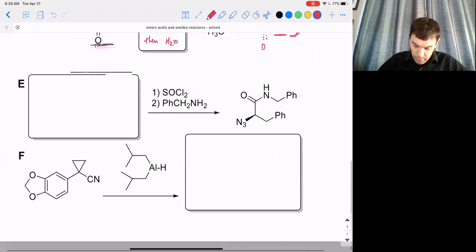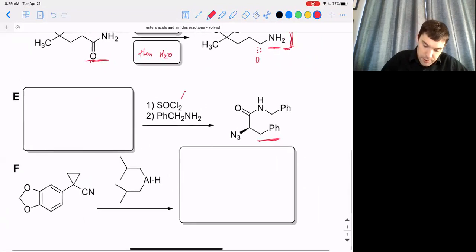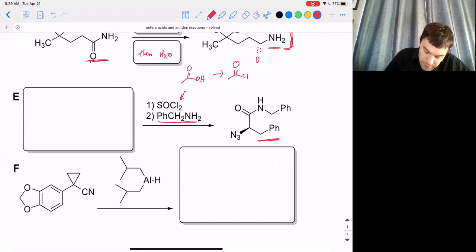All right, two more here on the list. Let me see. This one is a little bit more complicated than what we're used to. So let's look at this. What is thionyl chloride used for? One thing that it's used for is to take a carboxylic acid and make it into an acid chloride. So that would be good. And then let's see here. This is our second. So that's an amine. So that would be a nucleophile that would partner with that acid chloride.